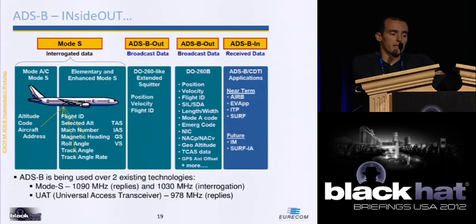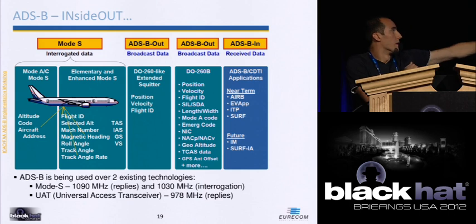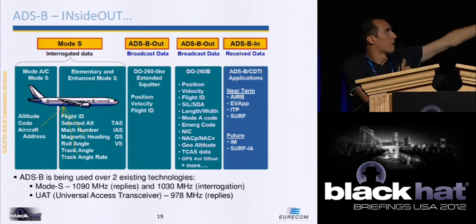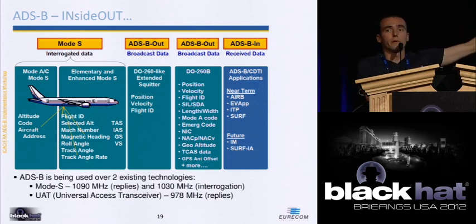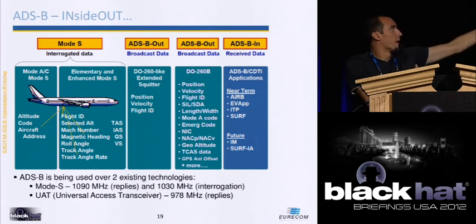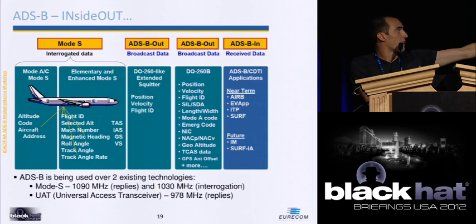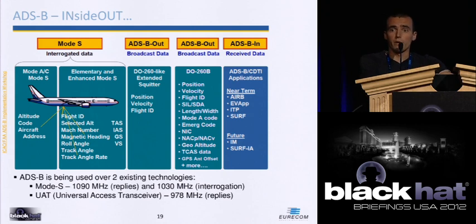So ADSB in and out: most of the ADSB out, meaning that aircraft sending ADSB messages, is already implemented. And by ADSB out, an airplane basically broadcasts position, velocity, flight ID, and various other parameters like geographic altitude, and many others which might be interesting for ATC towers or other airplanes to process.